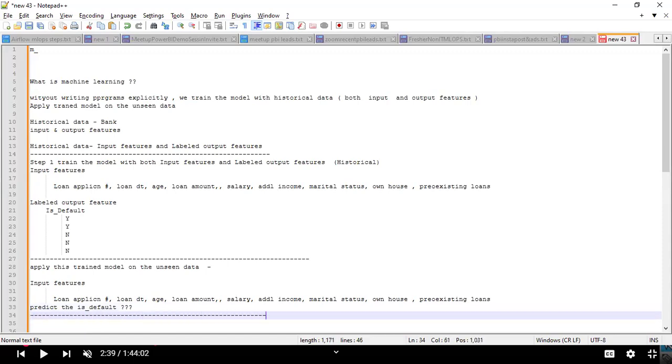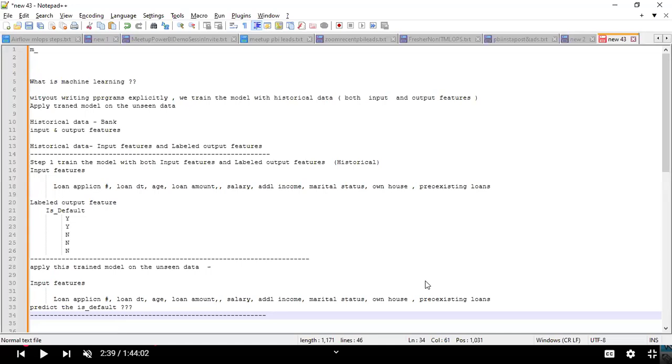The trained model has to predict each default column. If I give any customer with these details, it should say, hey, this is the one here. Okay, it's something like this.